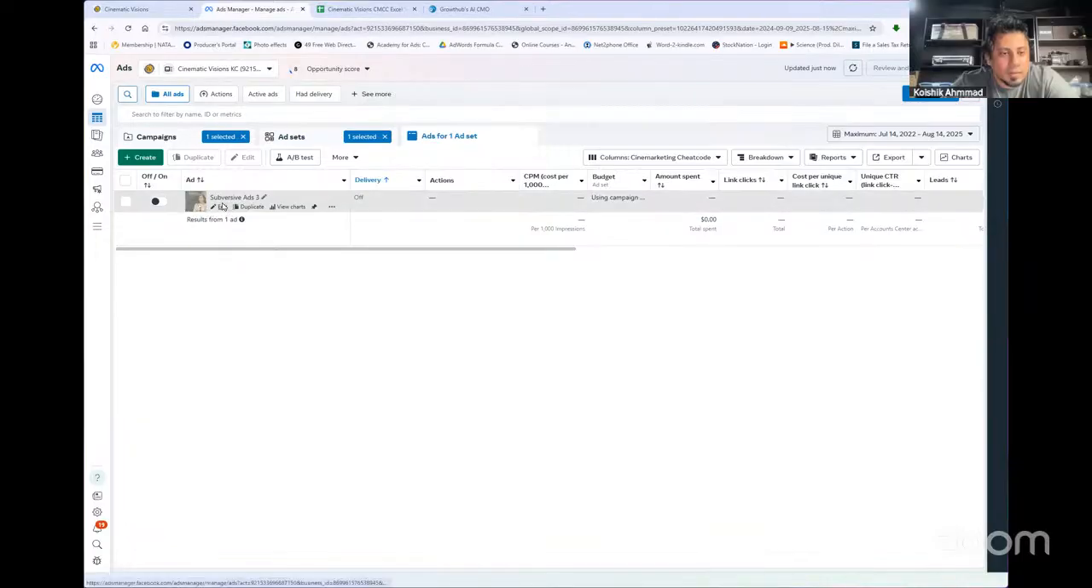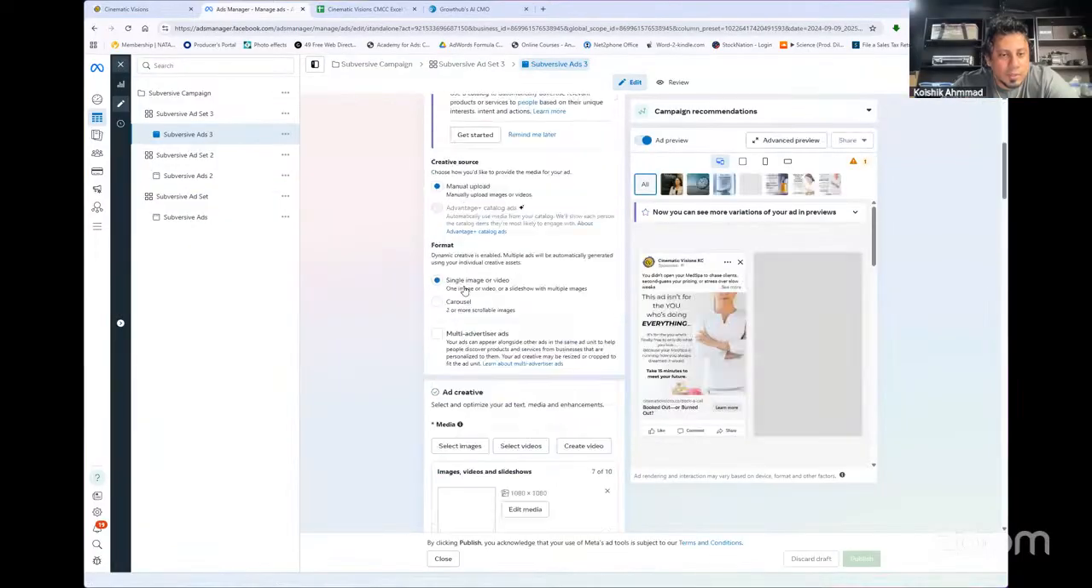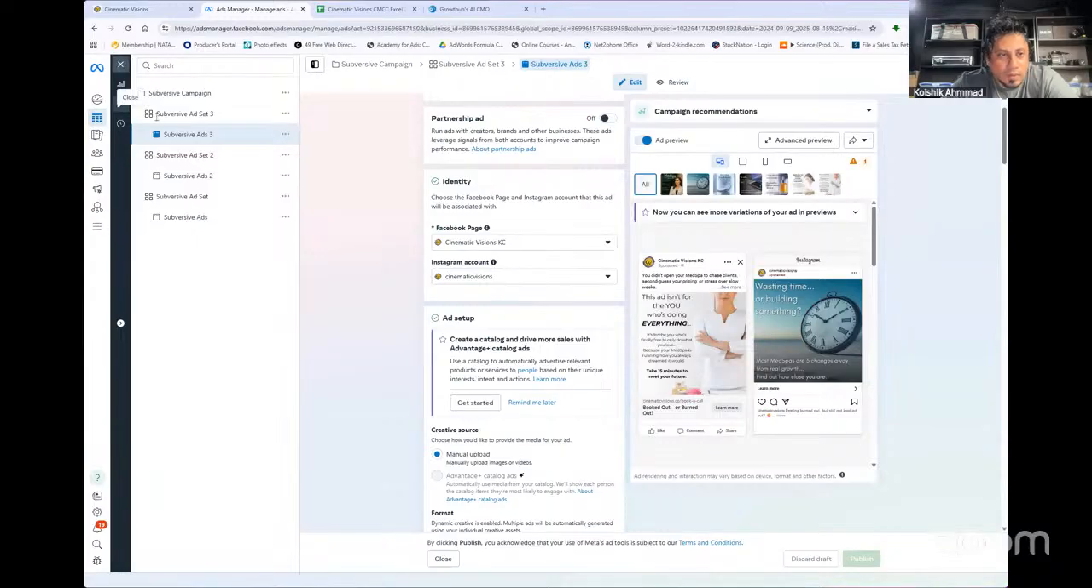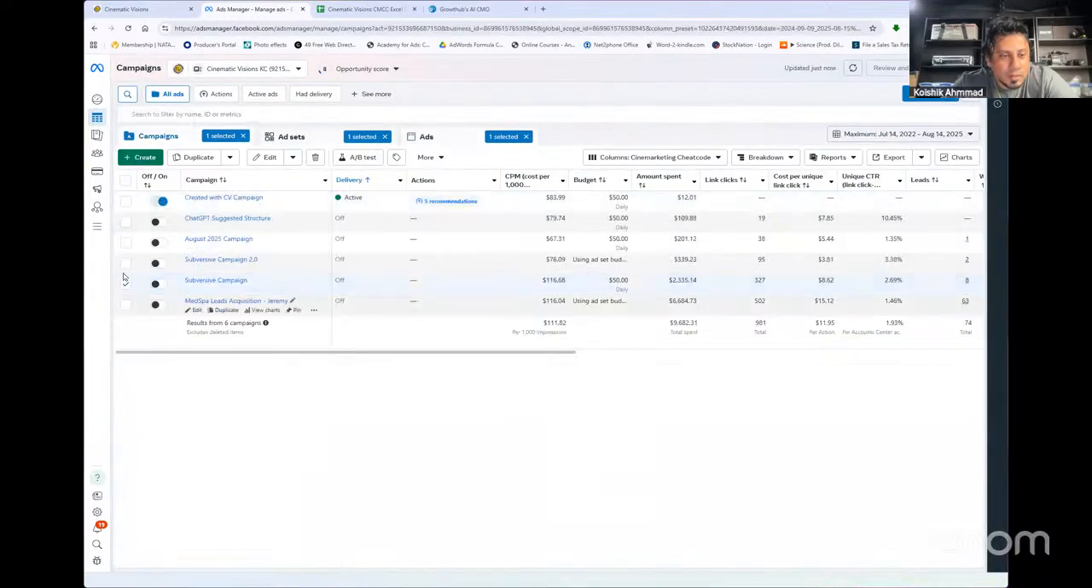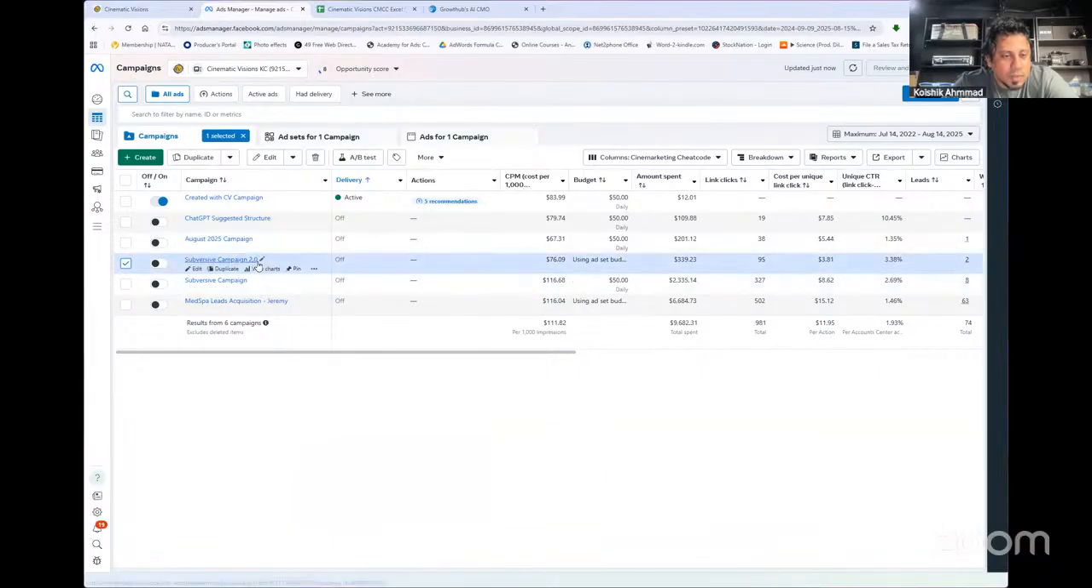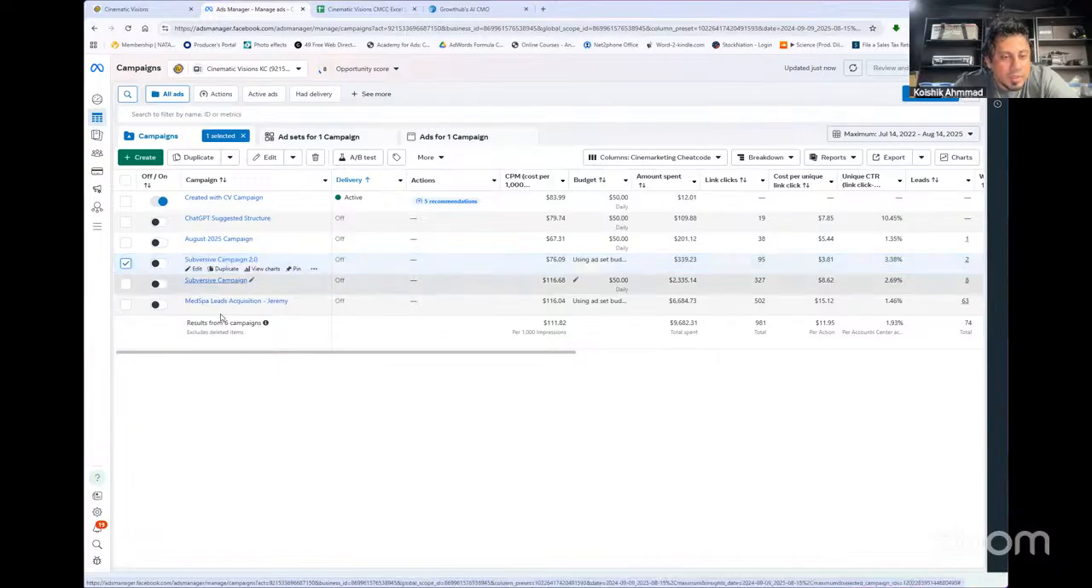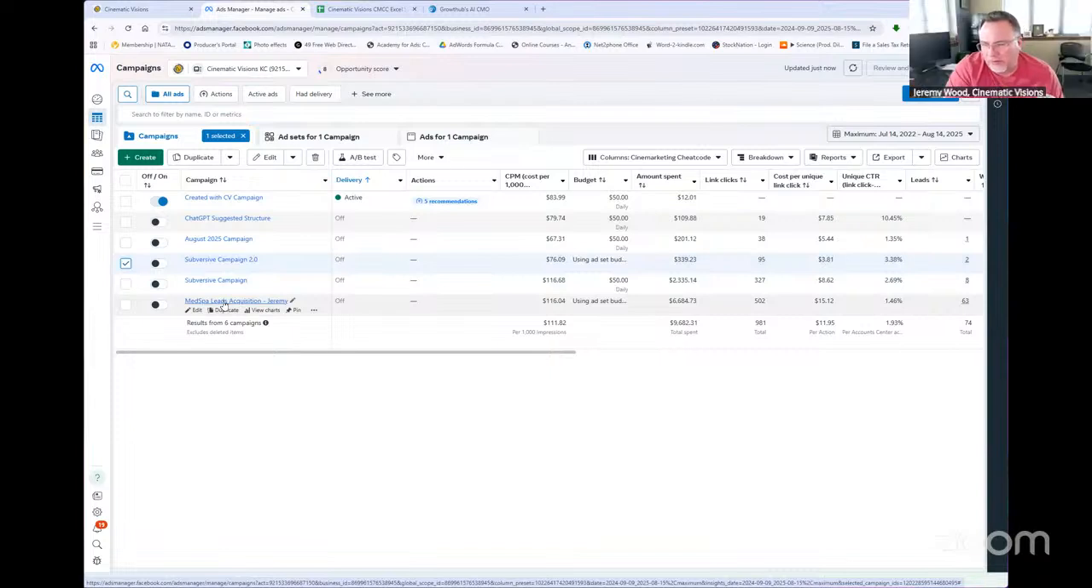Okay. So let's go back to campaigns. Let's go and select. So I'm guessing you have a new Subversive campaign 2.0. Yep. The campaign that says MedSpot leads acquisition, I'm guessing that's the OG campaign. Yeah, that's the original. Okay, that's the OG with the original counter page and thank you page, all that stuff.